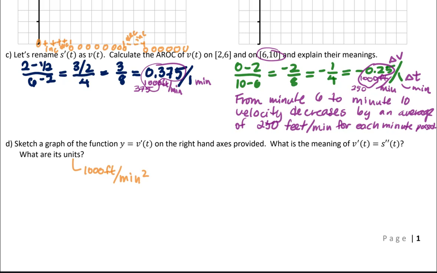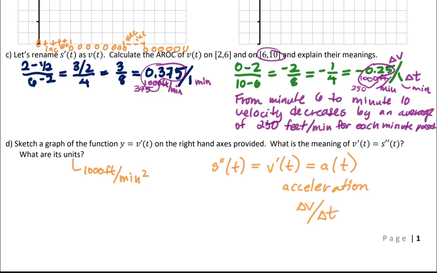The meaning, this is how fast velocity changes, otherwise known as acceleration. So the meaning of the second derivative of a position function is acceleration. We're going to say s double prime of t, which is equal to v prime of t, can be named a of t, and that is the acceleration function. So acceleration is change in velocity over change in time.